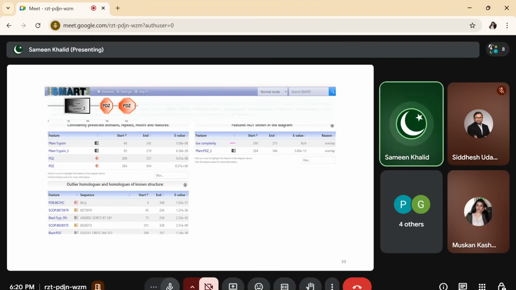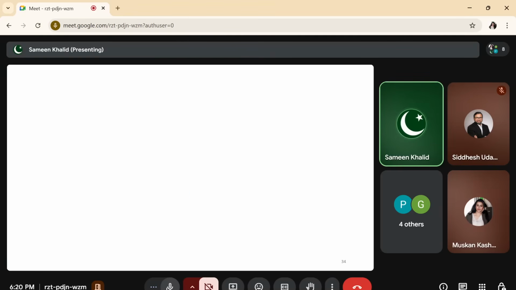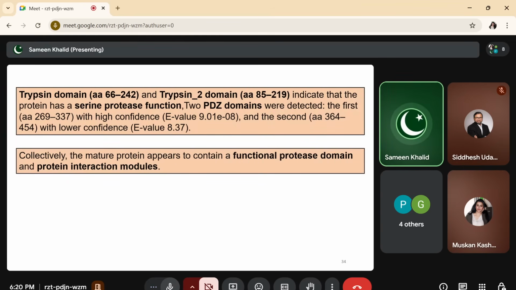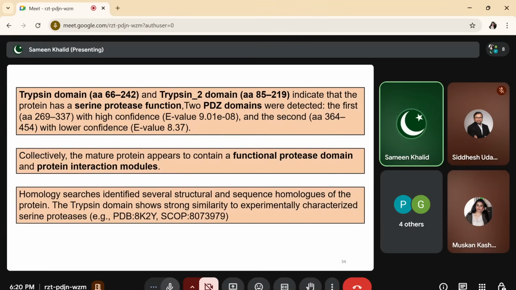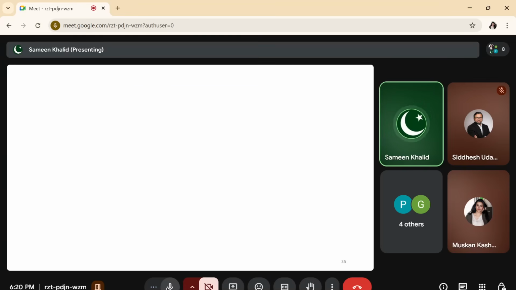In the SMART section, we analyzed what the homologs of this protein are. The trypsin 2 domain indicates that the protein has a serine protease function. Two PDZ domains were detected: the first with high confidence, ranging from amino acid 269 to 337, and the second from 364 to 454 with lower confidence. Collectively, the mature protein appears to have a functional protease domain and protein interaction modules.